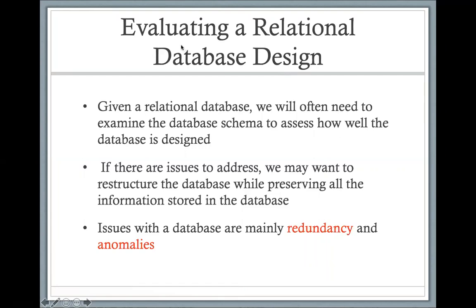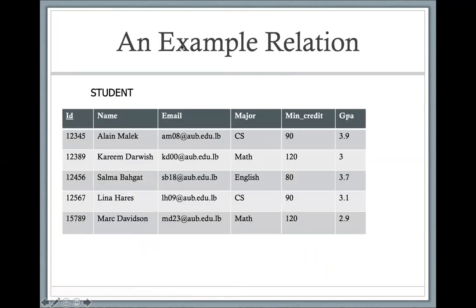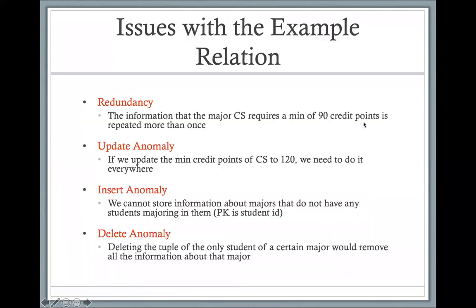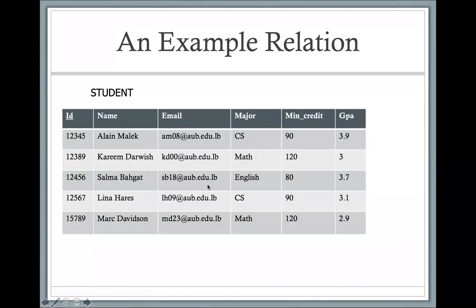Okay. So let's see an example. Here's a table, just one table, assume in an already existing database. You have the ID, the primary key of the table, hence it's underlined. You have name, email, major, minimum credit, and GPA. If you look at this table, this is a poorly designed table. Why? Because it combines information from two different entities, the student entity and the major entity.